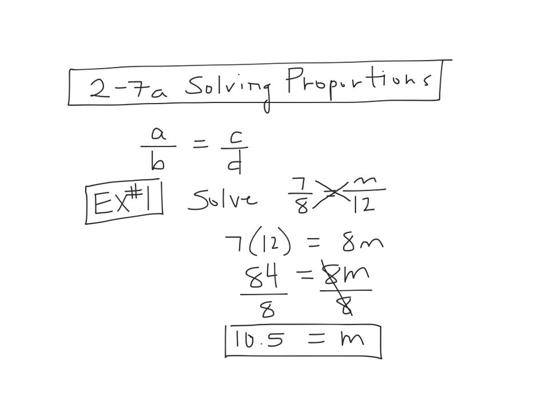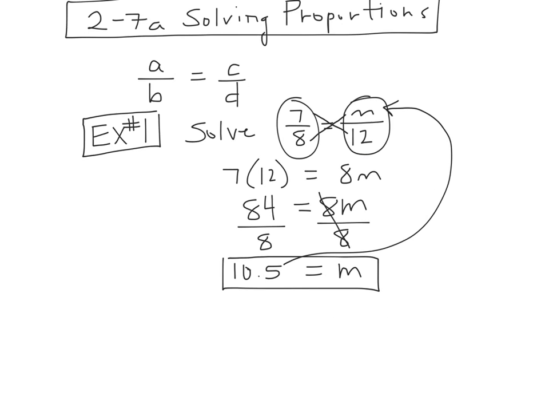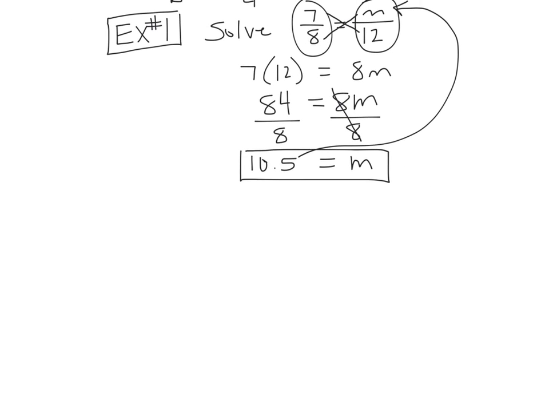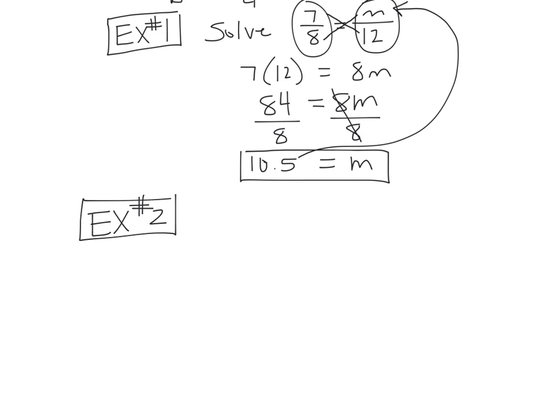And if I took that 10.5 and I plugged it in here, if I did 7 divided by 8 on my calculator and 10.5 divided by 12 on my calculator, they would be the same thing. Okay, so that's cross multiplication. I'm also going to show you ones where the variable is not in the numerator, just so you can see what the difference is in that.